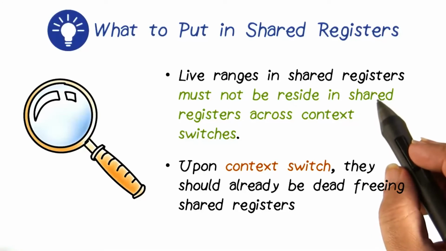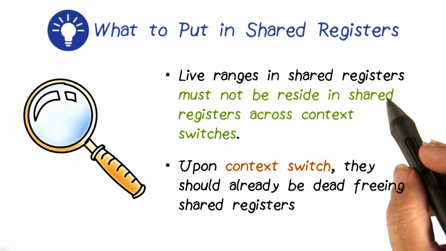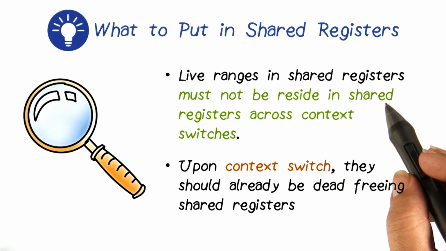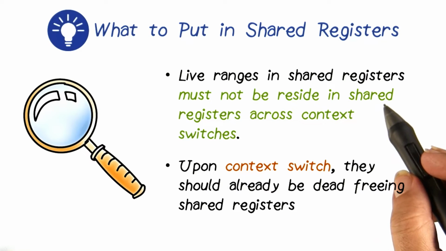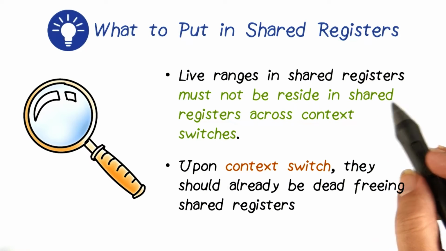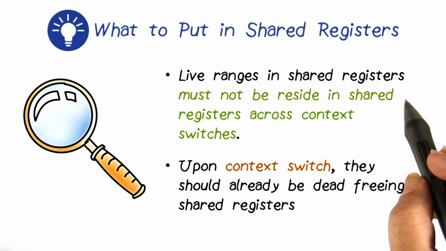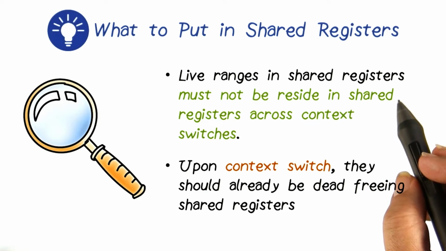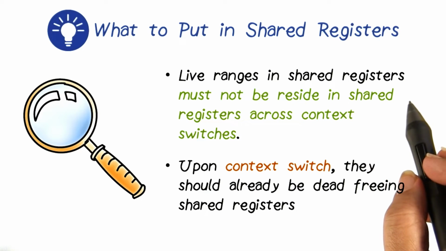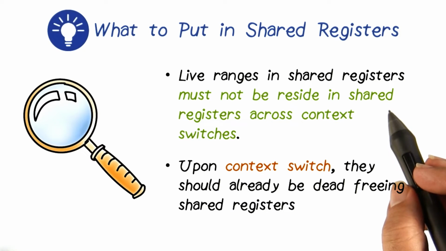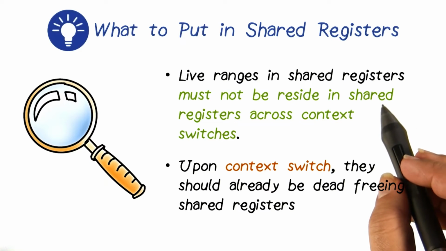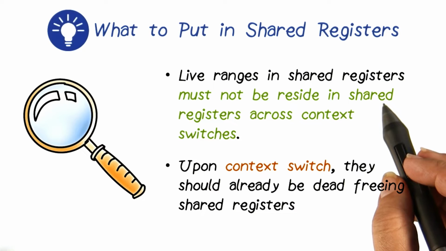So how do we solve this particular problem? We solve it in terms of what to put in shared registers in the first place. Note this: the live ranges in shared registers must not reside in shared registers across context switches. Because remember what could happen? If there is a live range which is sitting in R5, and R5 is a shared register and the context switch occurs, this value in R5 could be overwritten by the context switch thread, the next thread which the scheduler chooses.